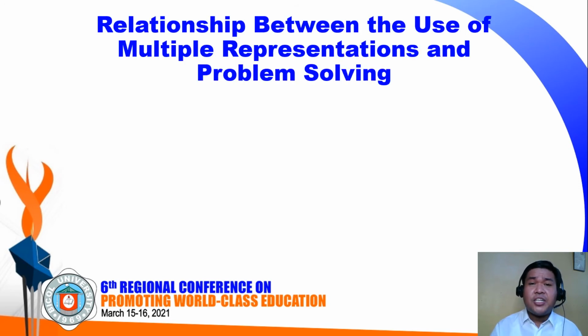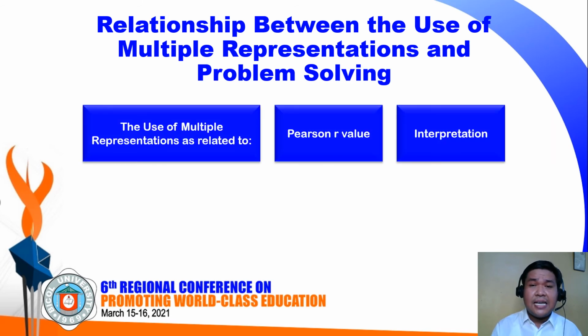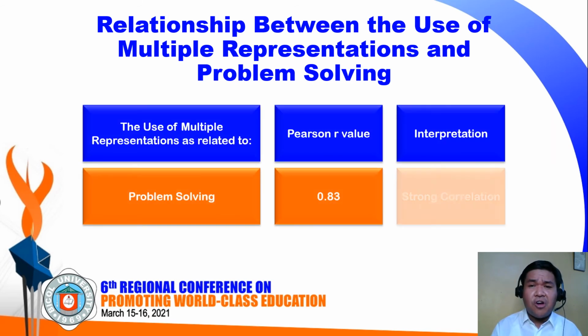Similarly, the relationship between the use of multiple representations and problem solving yielded a strong correlation, which means that the students who used greater number of multiple representations performed better in solving problems as shown in their outputs.